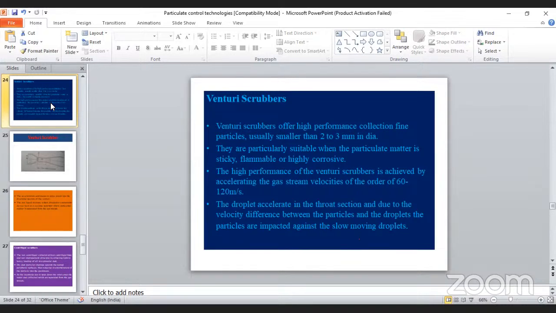And the second one is centrifugal separators. Centripetal means what? Centrifugal means what? Hey, this is a very common type. You might be knowing it.